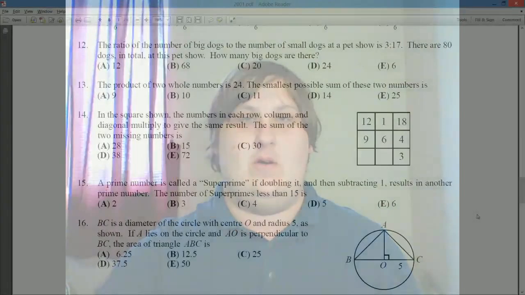Welcome back. We're going to continue looking at the 2001 Gauss paper. We're on to question number 14. Hopefully you've had a chance to look at it, and I'm about to look at it now with you guys, so how about we do that?